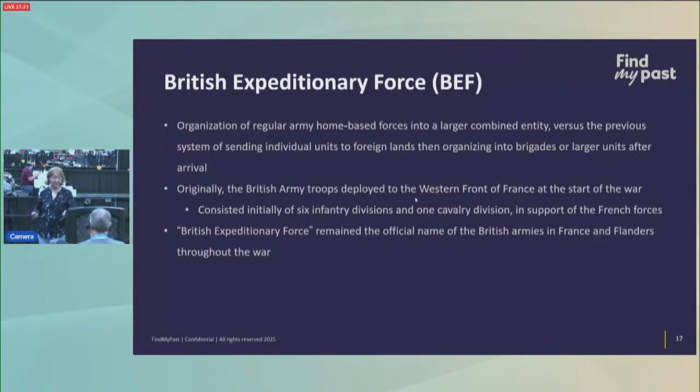So the British Expeditionary Force is the name that sticks, and that becomes the official name of British armies in both France and Flanders throughout the war. So if you see a note of BEF, or British Expeditionary Force, in your ancestors' record, you know immediately they are likely in France and Flanders, and they could have been there at any time during the course of the war. If you don't see that, then maybe they were in Egypt or some other theater.